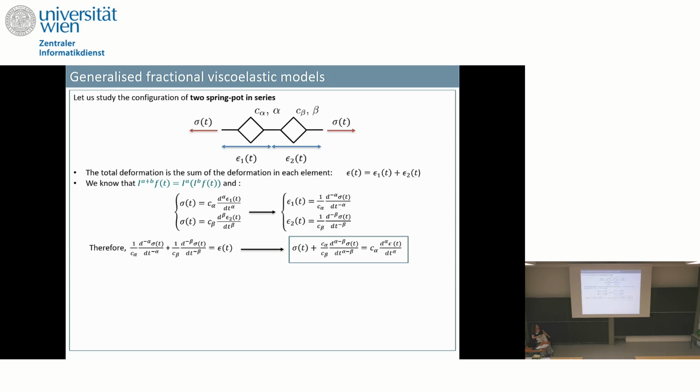And therefore, we can simply write it as the sum of this one plus this one, and this is what we obtain. And that works as before. We haven't done anything differently. Just that now we have a minus beta rather than 1. So one complication is that then we need to solve this differential equation, which is a fractional differential equation.